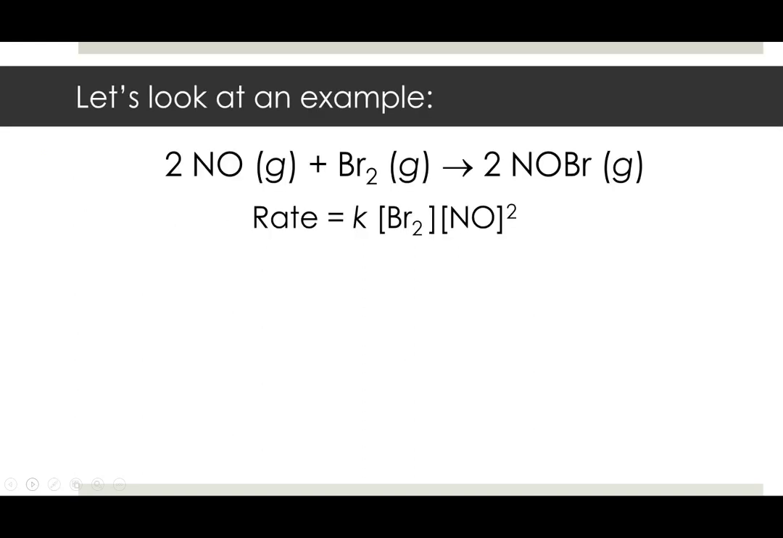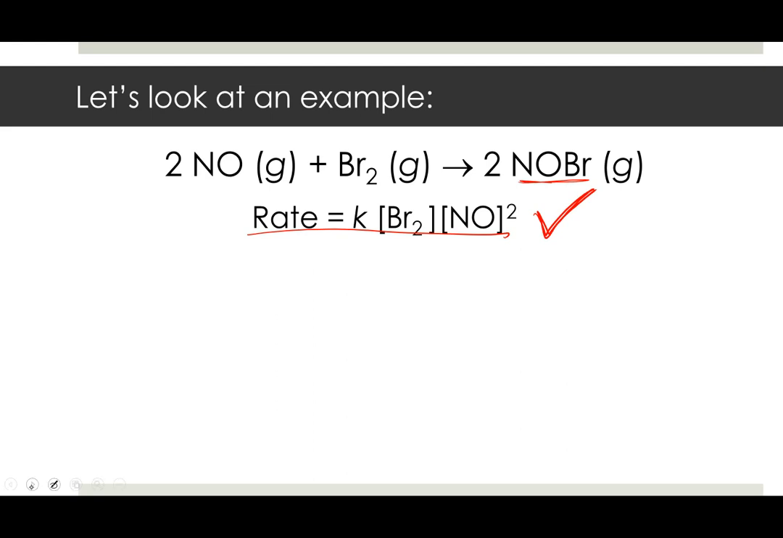Okay. So here is our example. Here is the overall reaction. Nitrogen monoxide reacts with bromine to produce two of these big old molecules right here, NOBr. Through experimental data, I have determined that this is in fact the rate law for this reaction. So I know the answer already. We're going to practice this skill of using the mechanism to get back to this. Essentially, I've given you the answer, but we're going to learn how we can get to that answer, okay?